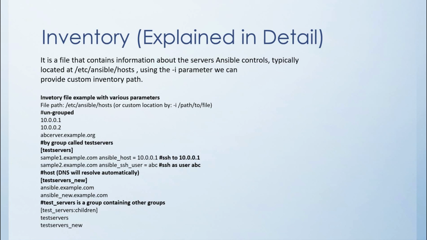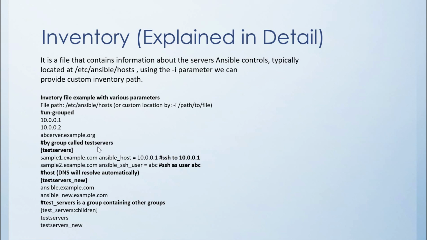Now we are going to look at some examples of how to declare the inventory. First is an ungrouped array. In this we can directly declare the host name, like 10.0.0.1, 10.0.0.2, or by the domain name also, like abc server.example.org. And the second method is by using groups.